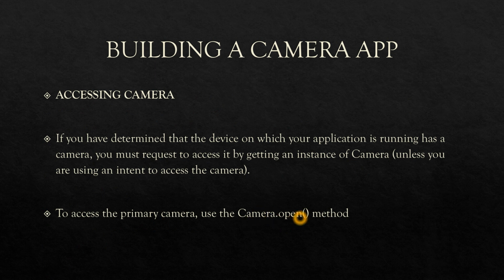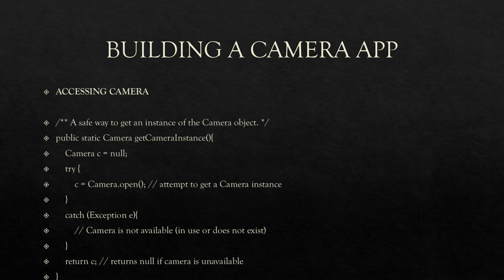So camera dot open method we have to use in order to access the camera. Here we are seeing initially we'll make camera as null, and then we are using the camera dot open method. If you are writing your application targeting the latest versions of Android, you have to use the camera 2 APIs here. So we are opening the camera, we are getting an instance of camera, we are acquiring the camera resource in this step.